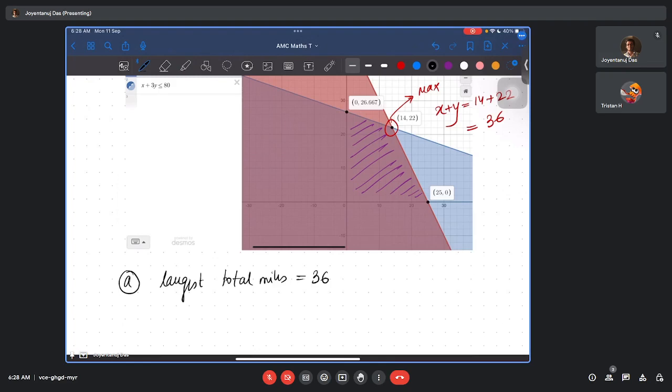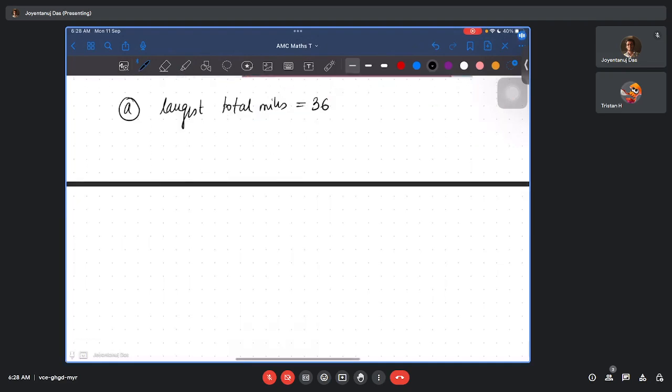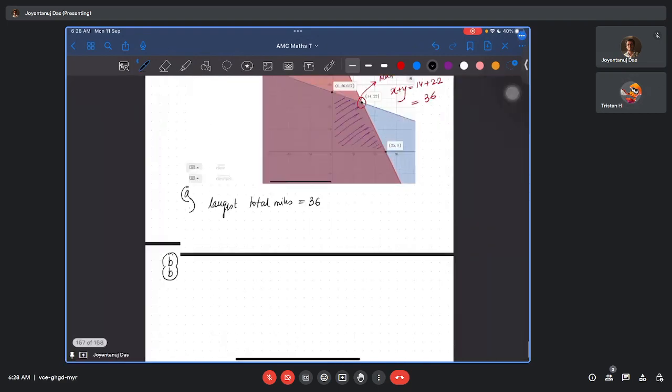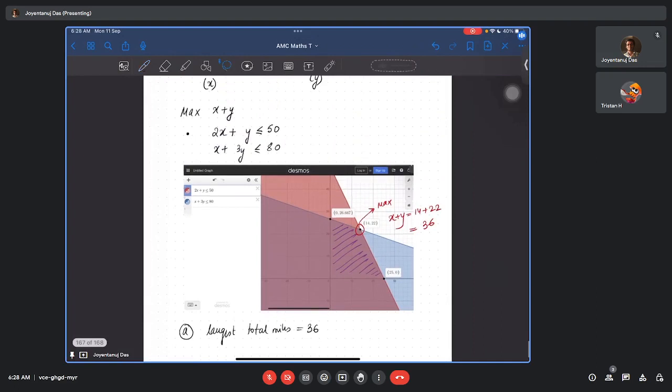Now part B: suppose the city is on an island and must build at least 25 miles of highway on the bridge to reach other islands. So what is the condition? Part B now has one more restriction. What is the restriction in the sense of an inequality? These two are already there, but along with that I have one more restriction.